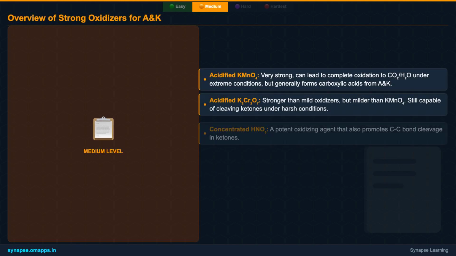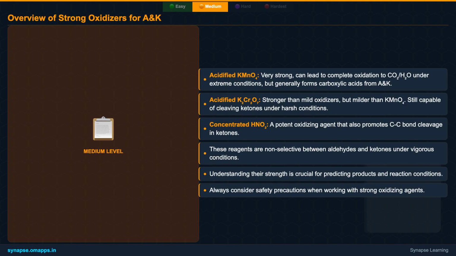Let's summarize the strong oxidizers. Acidified potassium permanganate is an extremely potent agent, capable of complete oxidation, though typically it yields carboxylic acids from aldehydes and ketones. Acidified potassium dichromate is also strong, but generally considered milder than permanganate, allowing for more controlled oxidations. Concentrated nitric acid is another powerful oxidizing agent that can induce carbon-carbon bond cleavage in ketones under harsh conditions. Understanding these agents is crucial for predicting reaction outcomes and designing synthetic pathways.